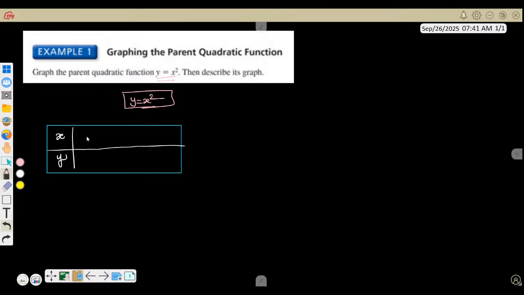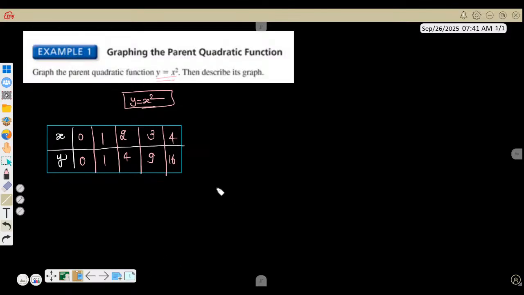Now let us assume that x is 0. Then y is also 0. Now let us assume that x is 1. Then y is what? 1 square is 1. Now let us assume that x is 2. Then y is 2 square, 4. Now let us assume that x is 3. Then y is 9. Now let us assume that x is 4. Then y is what? 16. You got it?